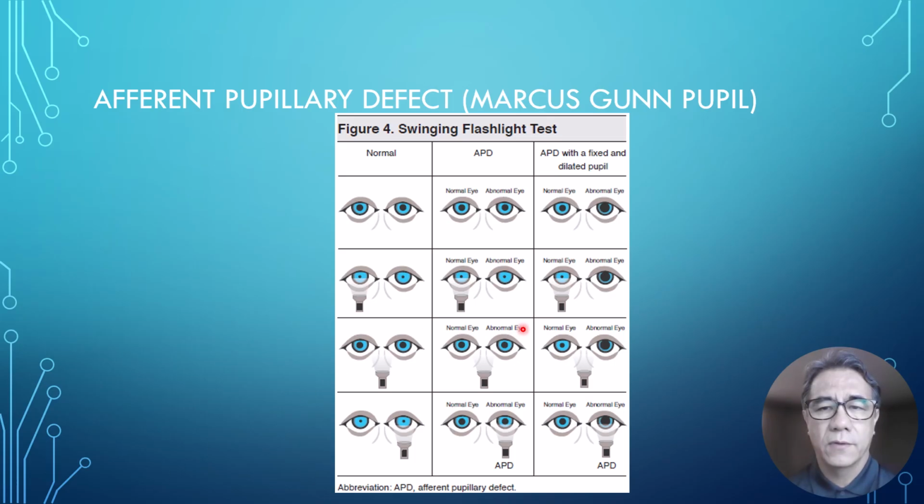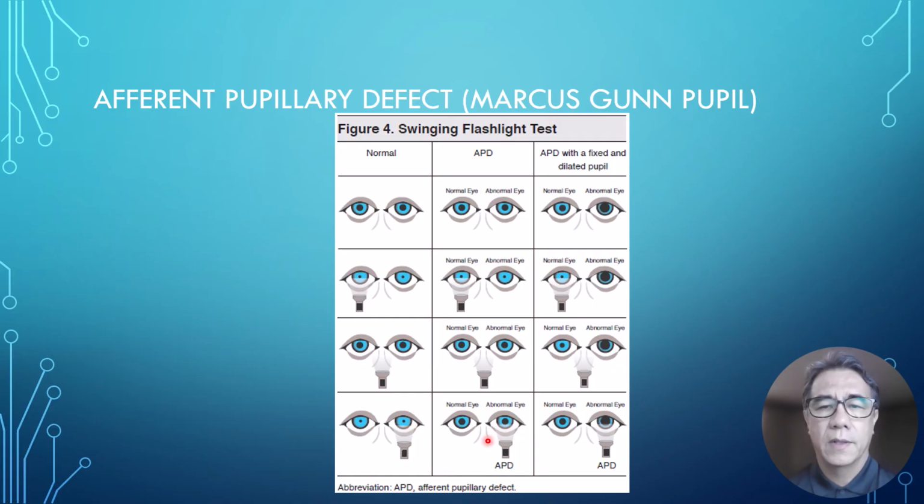And the Marcus Gunn phenomenon is elicited by doing a swinging light test. When you swing the light from one eye to the other, the eye should constrict along with the eye where the light is being shone. So if you shine the light here, both pupils will constrict. If you shine a light in the middle, then it's mid-position. And if you shine the light to the opposite pupil, both pupils will constrict.